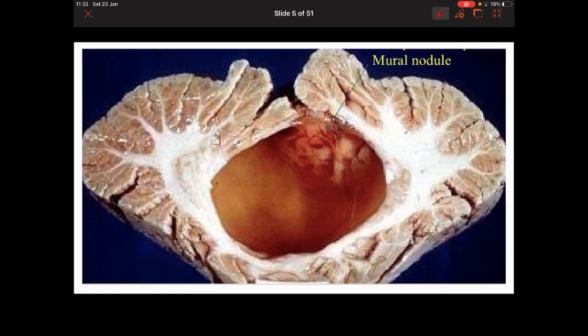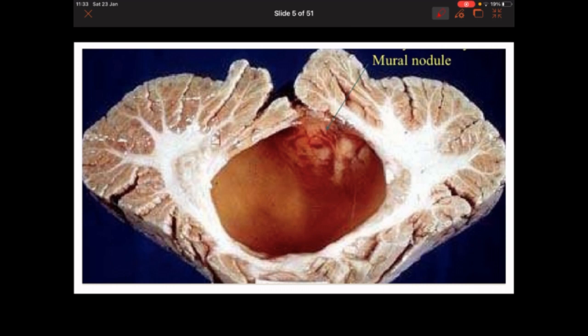This is another gross picture of pilocytic astrocytoma. As we know, pilocytic astrocytoma is common in children and adolescents. So when we get a tumor in a child located in the cerebellum, you should put pilocytic astrocytoma as one of your differential diagnoses.